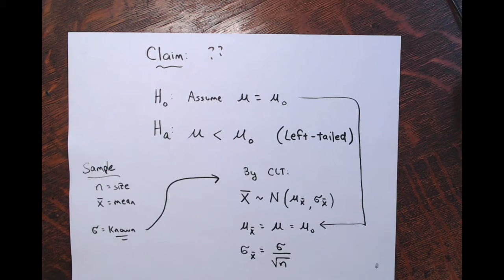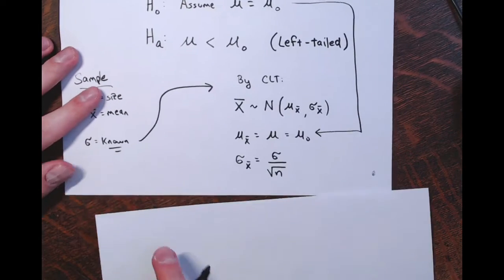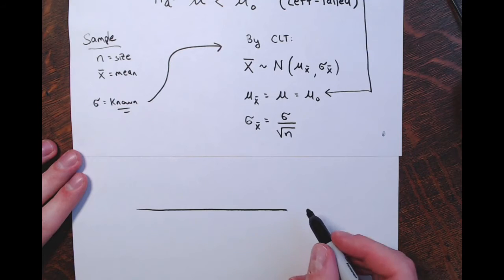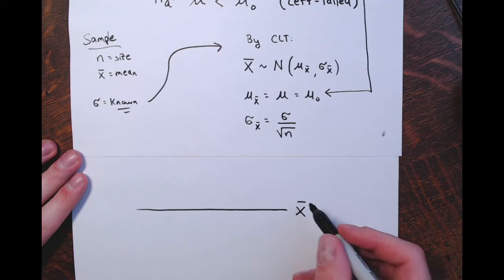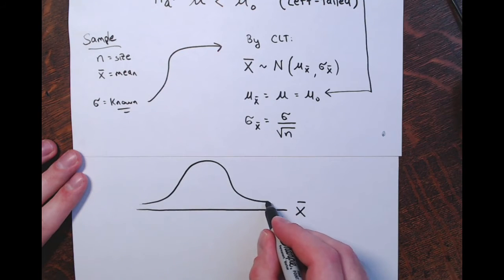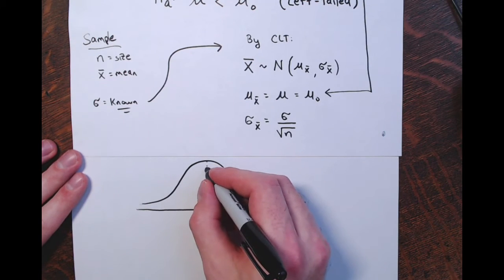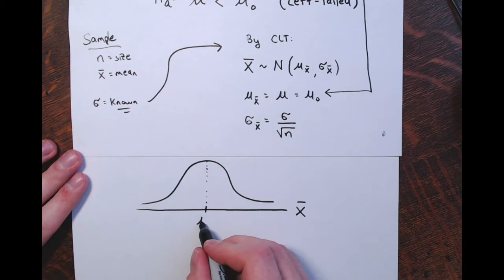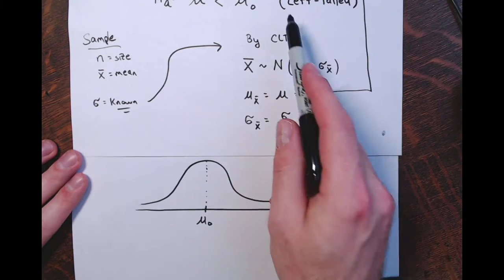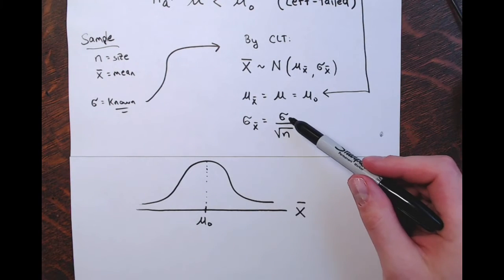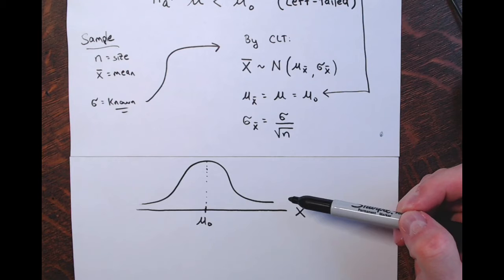Then I would draw a picture, some normal distribution. We have the x bars here, normally distributed. So I have some symmetrical bell shape, and underneath the peak is the value of mu sub 0, the assumed mean of the population. And the standard deviation of this distribution is sigma divided by the square root of n.